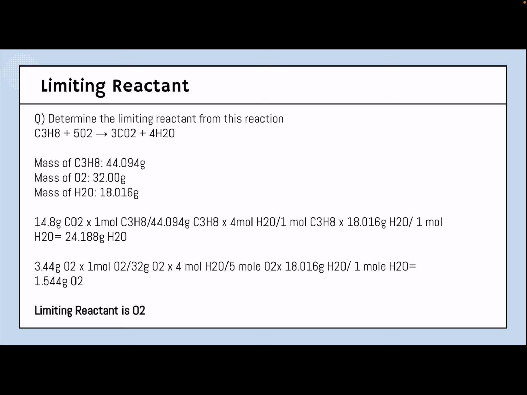Calculation shows that there are 1.549 grams of H2O produced, making O2 the limiting reactant. Although it's not the case for every reaction, it cannot be trusted that the smaller amount is always going to be limiting. Stoichiometry must be used to figure it out.